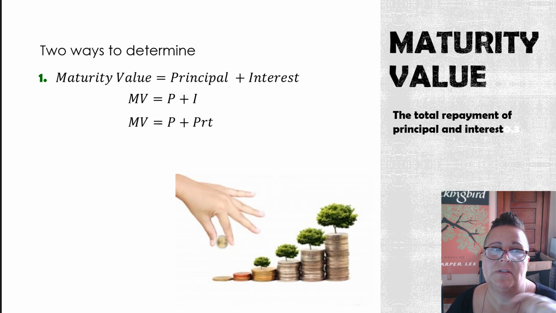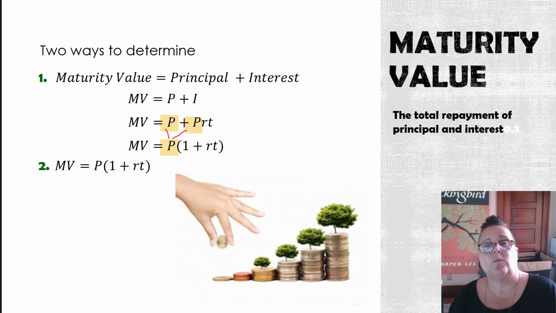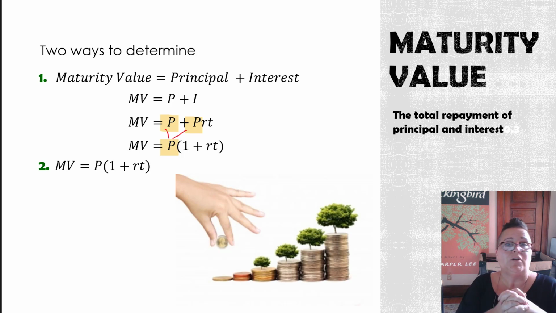Do you see how in those two, both of them have a P? There's a P in that first term, and there's a P in that second term. So I am going to pull that P out front, undistribute it from both of those terms, and then I'm left with 1 plus RT. So I have that the maturity value is the principal times 1 plus the rate times time. This is the formula for maturity value. You can use either option. I tend to think of it this way.